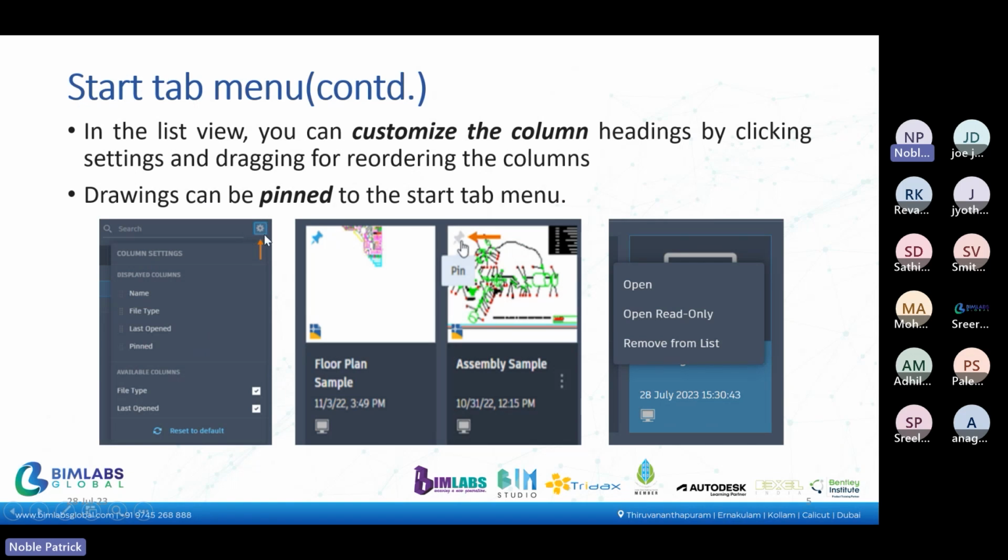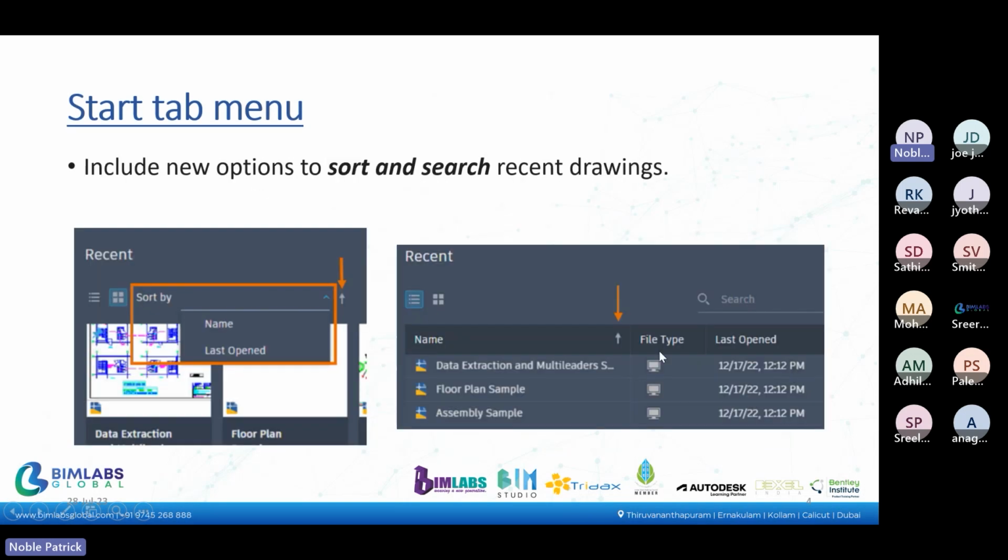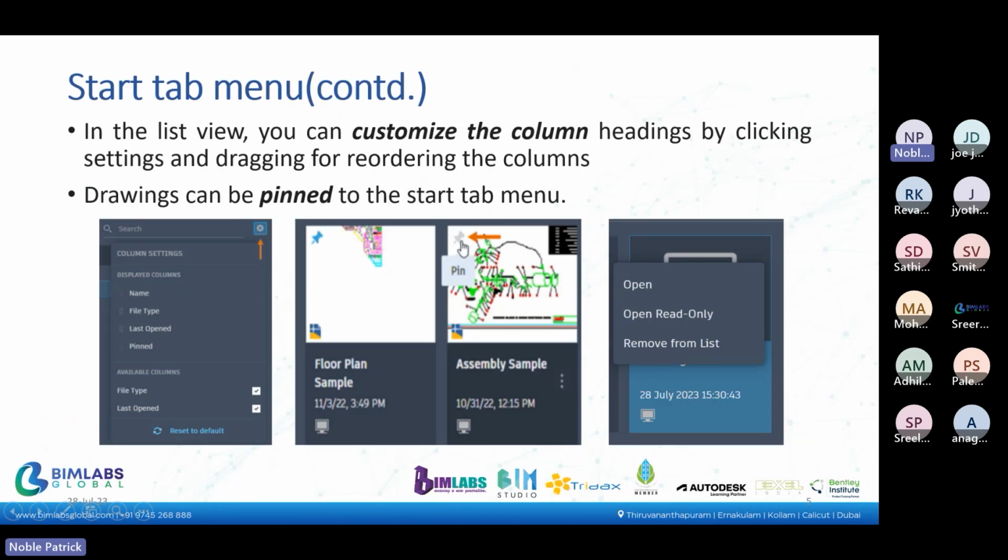Here is a settings icon for customization of the column headings. Just by dragging and dropping, we can move file type as the first one or name as the second one. We can drag and place each of the columns mentioned in the Start tab menu. There is also a pin command, which was also provided in the 2023 version. Here we can also find a remove from list option. It is an additional feature in AutoCAD 2024.